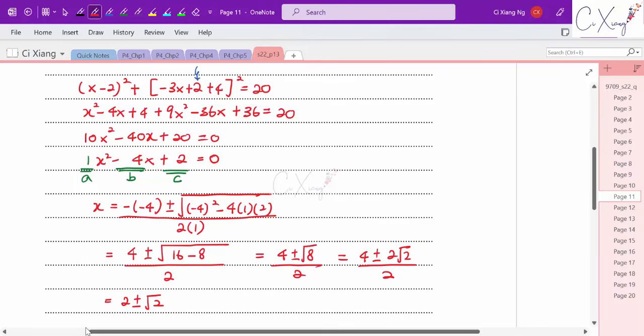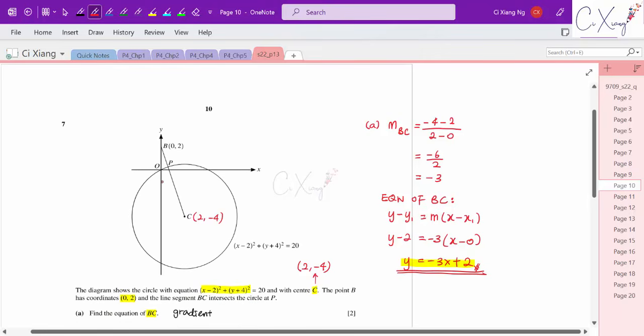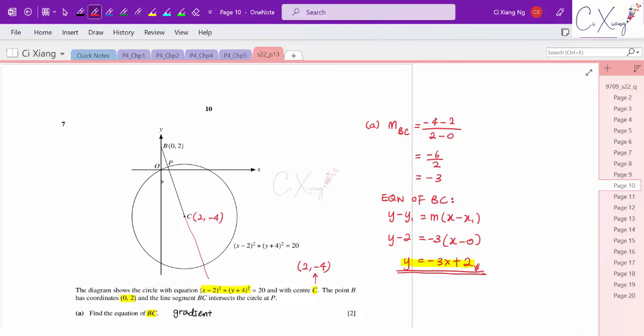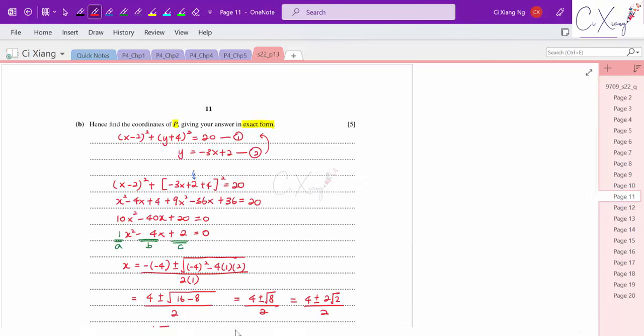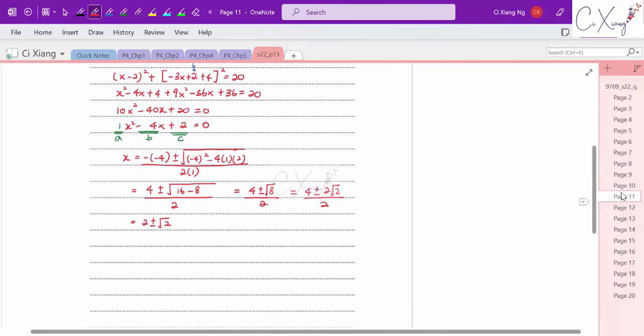Of course I need to know which one belongs to P and which one belongs to the other intersection. If we extend the straight line, you can see there are two intersection points. So we should take the smaller value as P. Let us have a look at the diagram again. If we extend the line, you are having two intersection points here. That's why just now we get two values for the x coordinate.